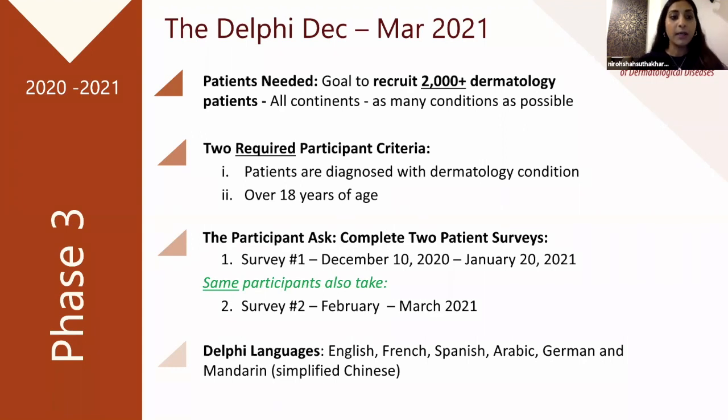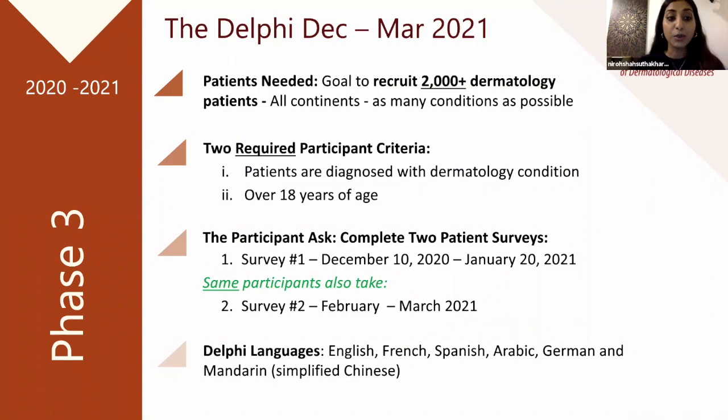Taking part in the Delphi will involve completing at least two of our surveys. The surveys will be available online, and you will be given up to 1 month to complete each one. The first survey will provide you with a list of issues experienced by people with a dermatological condition and ask you to rate and rank how important they are to you. You will then be asked to identify any important issues you think are missing from the list provided.